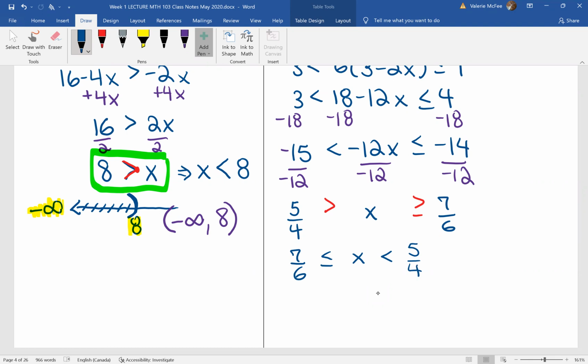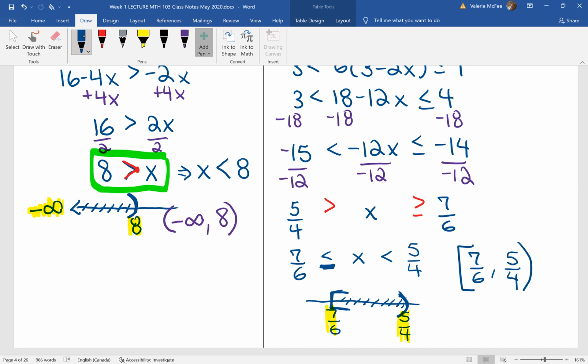On our number line then, x is all of the values between 7/6 and 5/4. We're going to include 7/6. We see that x is equal to, so we're going to have a square bracket there, but not equal to 5/4, an open bracket there. So when we write our answer in interval notation, we have our end points with a closed or square bracket on 7/6 and a round or open bracket on 5/4.